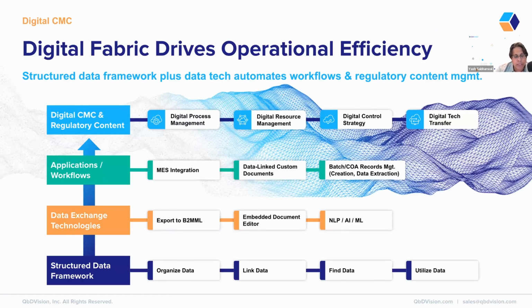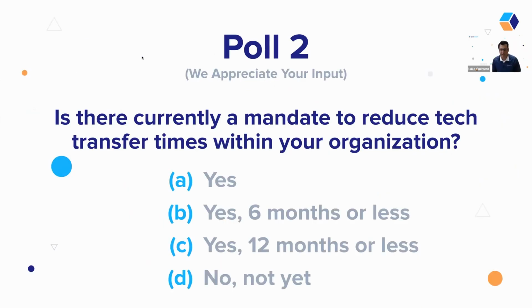So this is how it all comes together to weave your digital fabric, from objects to threads to ultimately the digital fabric, and building these workflows for automation and greater efficiency. So at this point, I'll let Luke take over and talk a little bit more about how we do this very specifically. Awesome. Thank you, Yash.